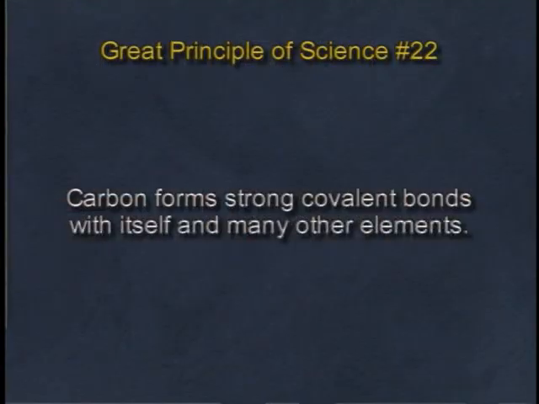In this lecture, I want to focus on the chemistry of carbon. That's the most versatile and fascinating of all the chemical elements. This versatility follows from the great principle of carbon chemistry, that carbon forms strong covalent bonds with itself and many other elements. The main objective of this lecture is to explore the absolutely astonishing diversity of chemical compounds that result when you begin with element 6, the element carbon.